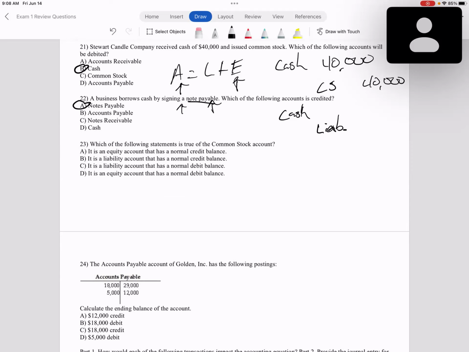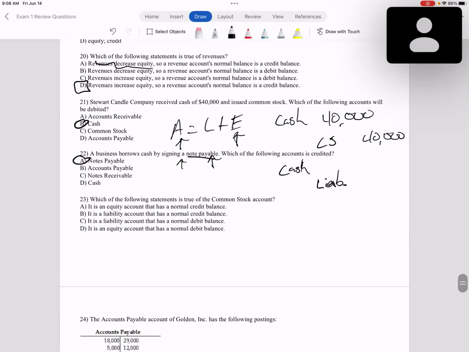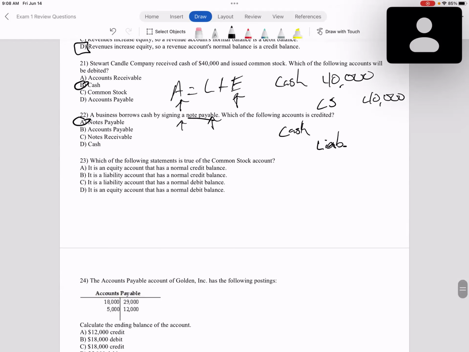Next one, which of the following statements is true of the common stock account? Common stock is an equity account, and it has a normal credit balance. So it's an equity account that has a normal credit balance.